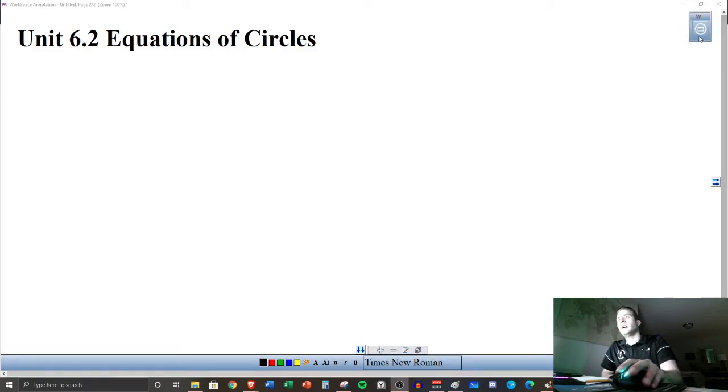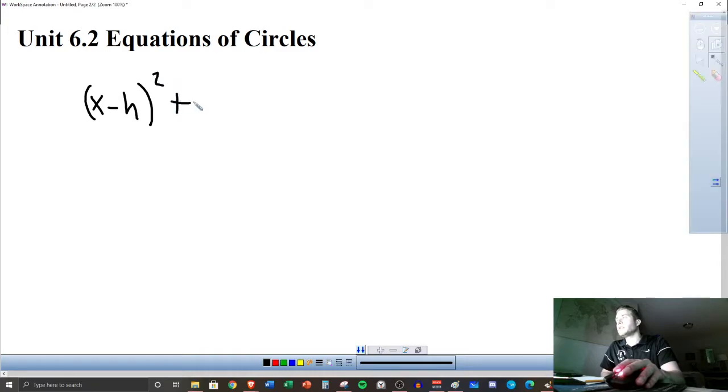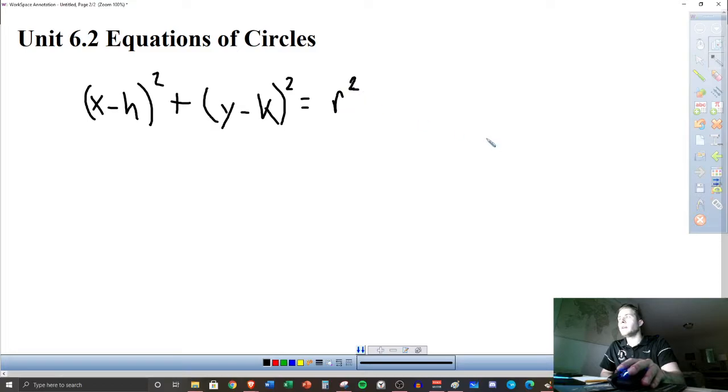Okay. So here is the formula that you're going to need to write down for the equation of a circle. It is (x minus h) squared plus (y minus k) squared equals r squared. Okay. And that is your equation. Any circle that you see on a coordinate plane, this is the format that it's going to follow.